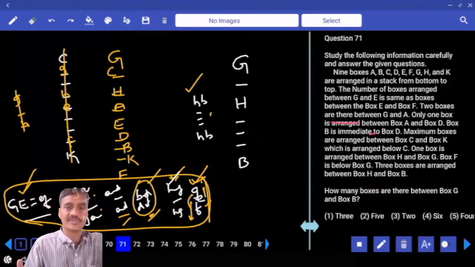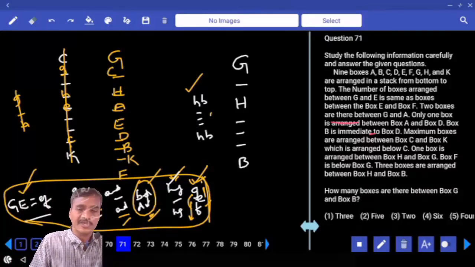And one more person is left. That person could be either above this G or below this.